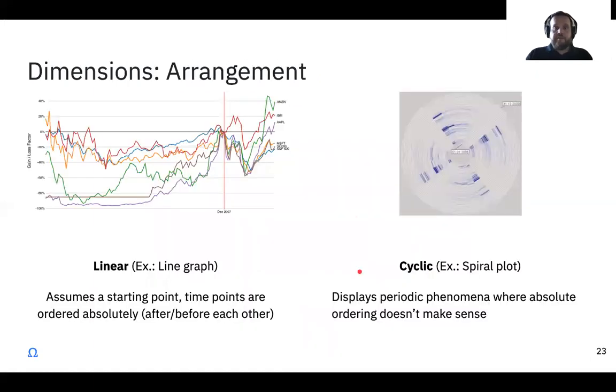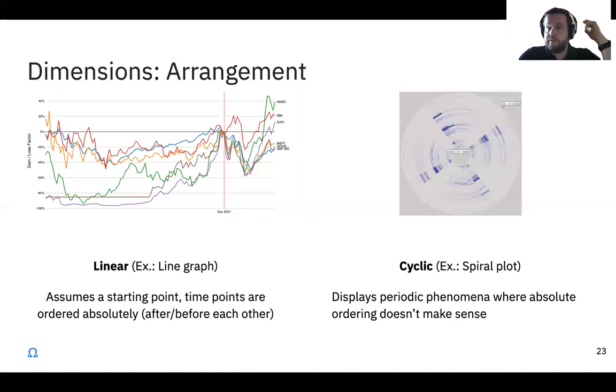The next aspect that we want to discuss is arrangement. Arrangement refers to whether you're displaying the timeline as a line, the linear arrangement, or as a cycle. So you're going over seasons, and you assume that seasons repeat. The linear arrangement assumes a starting point, and time points are ordered absolutely, after and before each other. That's the classic notion of time. And then you have the cyclic, which is excellent for displaying periodic phenomena.